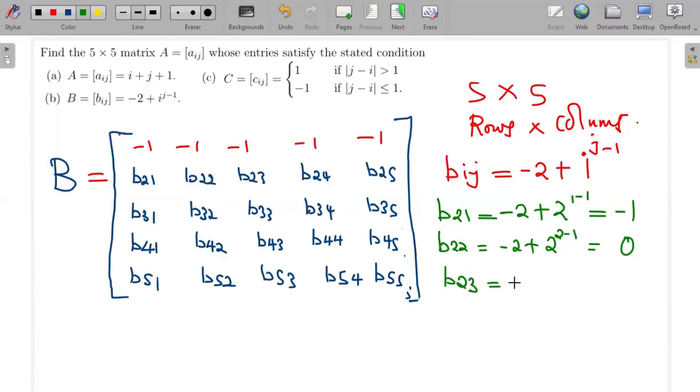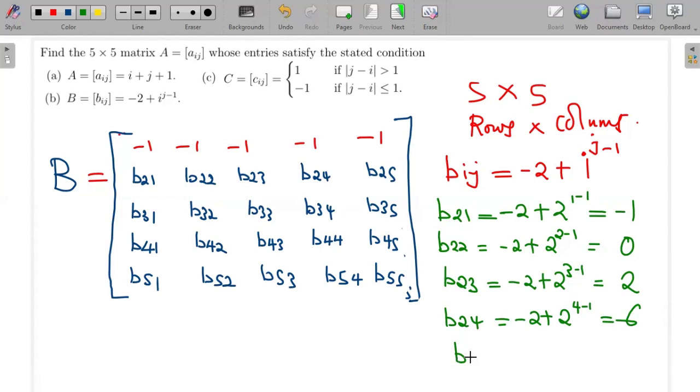B23 will be equal to minus 2 plus 2 to the power 3 minus 1. So now here it will be 3 minus 1, which is 2. So 2 to the power 2 is 4. Minus 2 plus 4 will be positive 2. The next one, B24, will be equal to minus 2 plus 2 to the power 4 minus 1. So 4 minus 1 is 3. 2 to the power 3 is 8. So minus 2 plus 8 will give me 6.